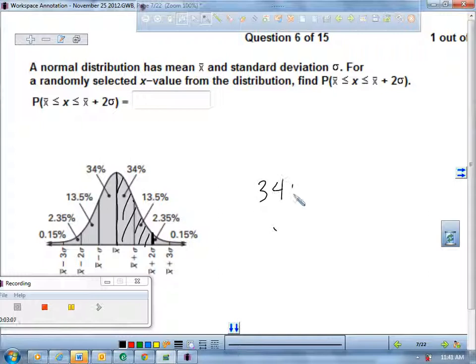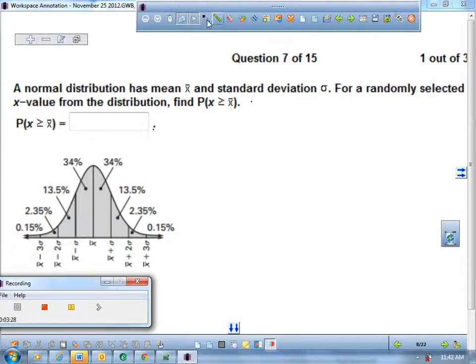So we end up adding 34 and 13.5, so we end up with 47.5%. But again we're looking at probability. We're not looking for how much of the data falls within there. So it'd be 0.475 as our probability.